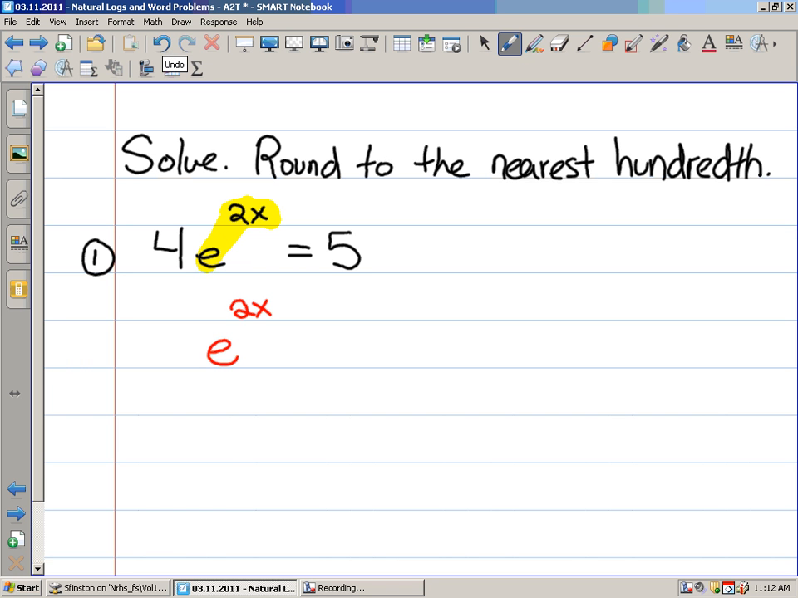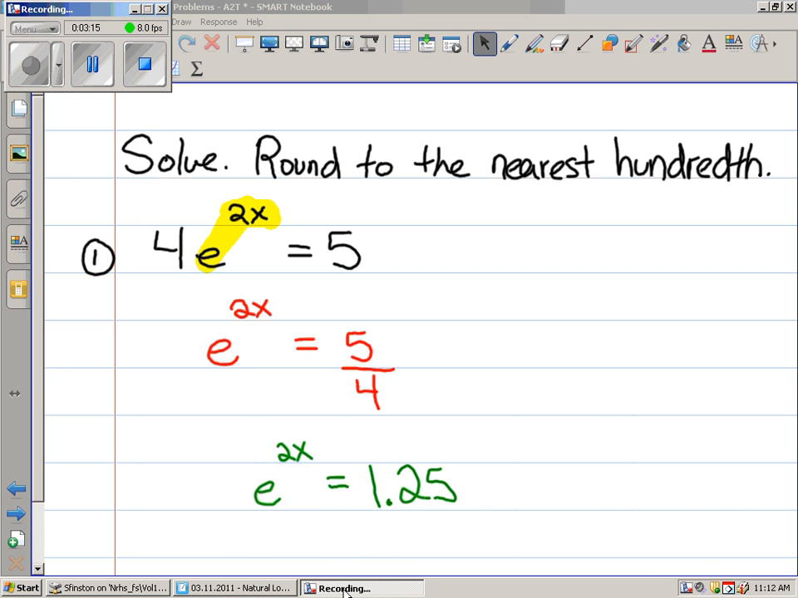We're trying to isolate the e by itself. So in other words, e to the 2x equals, you know what 5 divided by 4 is? 5/4. It's also 1.25. So I'm going to take a minute or two. I'm going to pause. We'll let you guys ask some questions.